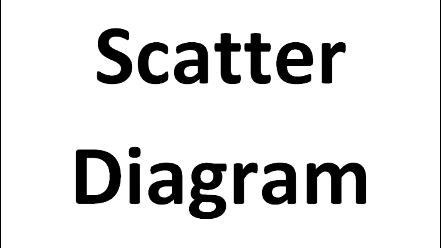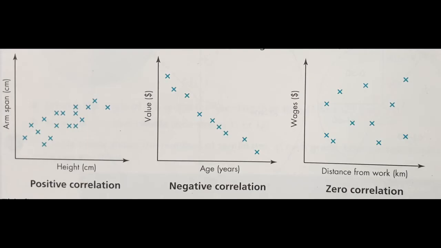The next one is scatter diagrams. A scatter diagram is a method of comparing two variables by plotting their corresponding values on a graph. In order to compare the two values, we use the term correlation. Here the first graph is a positive correlation. That is, if one value increases, the other value also increases. So it is called a positive correlation. For example, the height in centimeters and the arm span. When the height increases, the arm span also increases equally. That is why it is called a positive correlation.